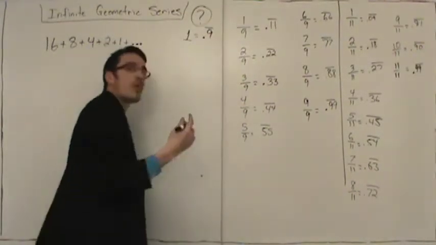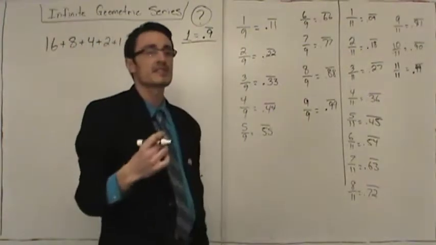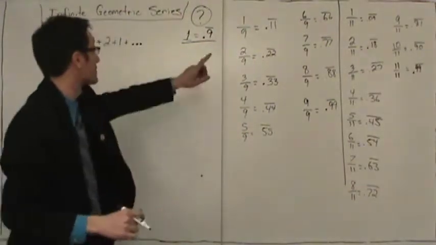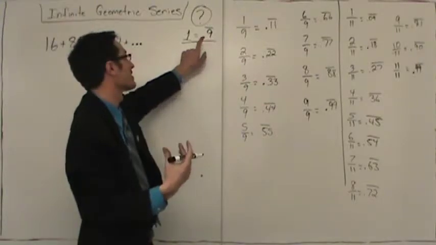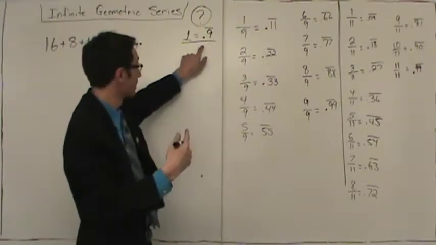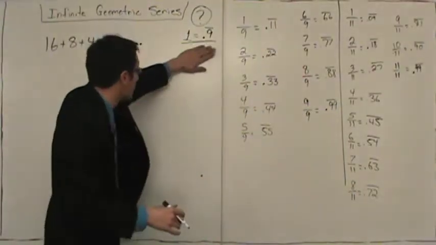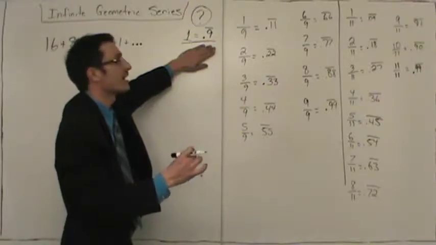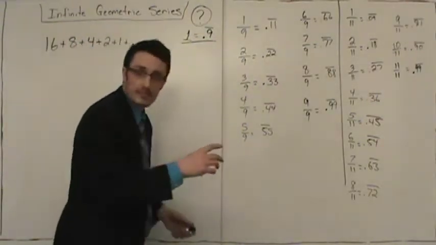And I'm going to show you why this is the case. Is 1 equal to 0.9 repeating? The answer is yes. Well, let me say it like this. Right now, the answer is no. Entering into this lesson, this gets confusing. Right now, the answer is no. But by the end of the lesson, the answer will be yes.